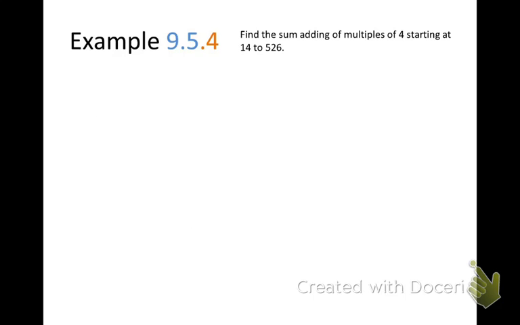So for this example, we want to find the sum of adding multiples of 4 starting at 14 up through 526. So is this arithmetic or geometric?